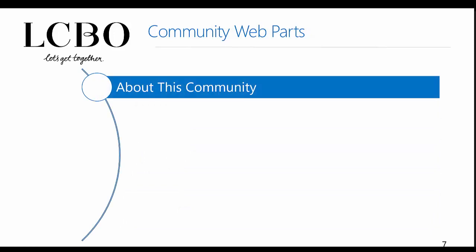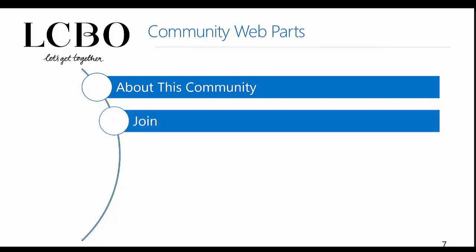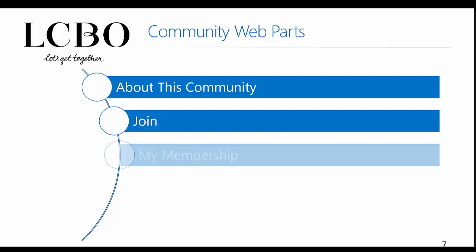Community web parts include about this community. So this states when the community was established. The date is set on the community settings page. The join web part. This is for users who are not already members of the community, but it gives them a way to join the community.